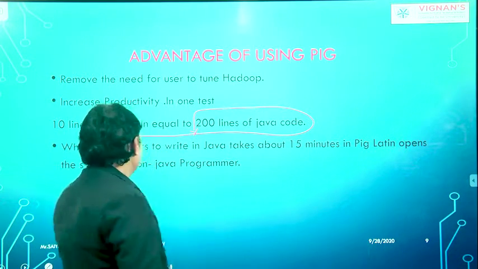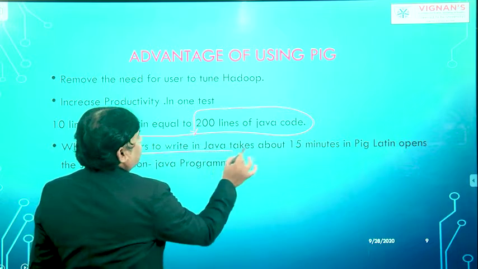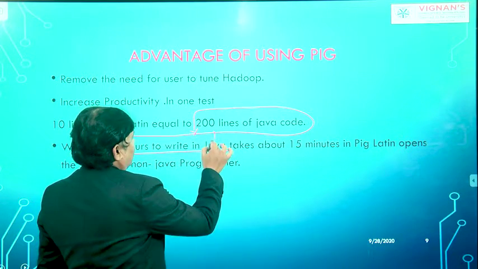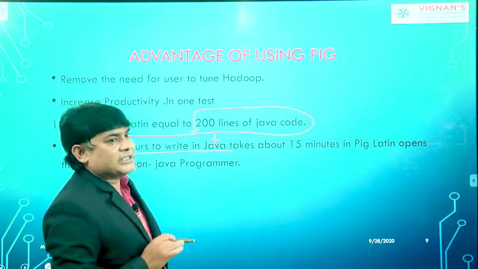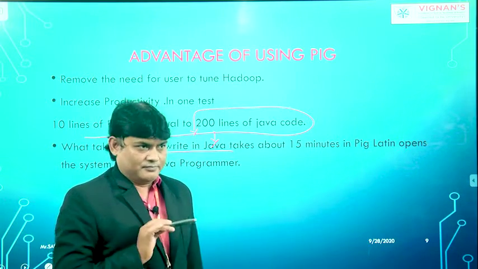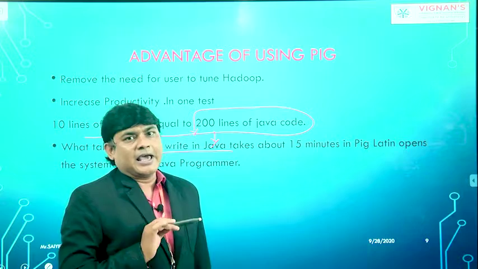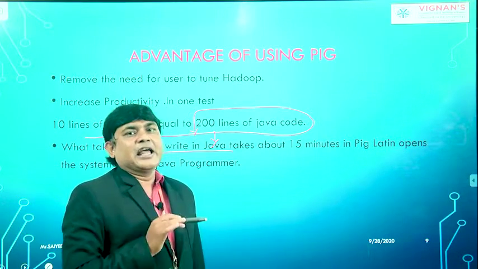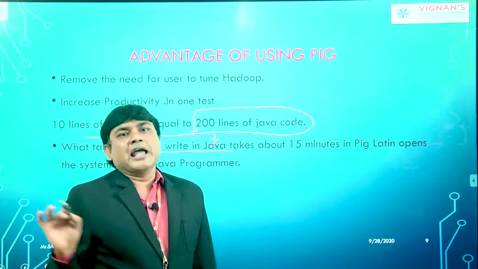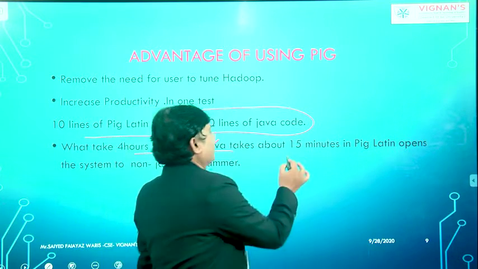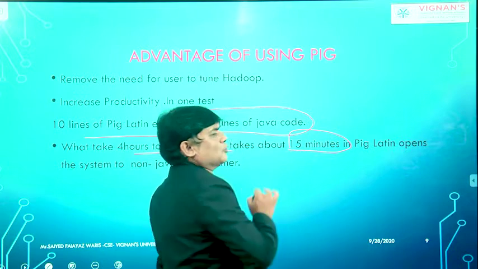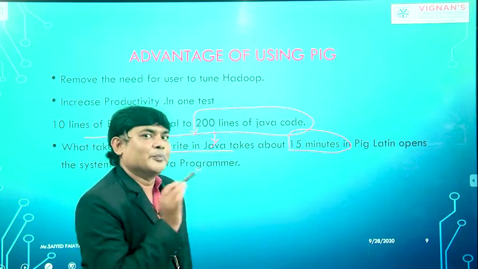For example, if it takes 4 hours to write a program in Java, it takes about 50 minutes to write it in Pig Latin. For the same problem, Java code takes 4 hours, but if you give it to Pig, they can write this optimized code and finish the work within 15 minutes. Now tell me, which is better, Java or Pig?